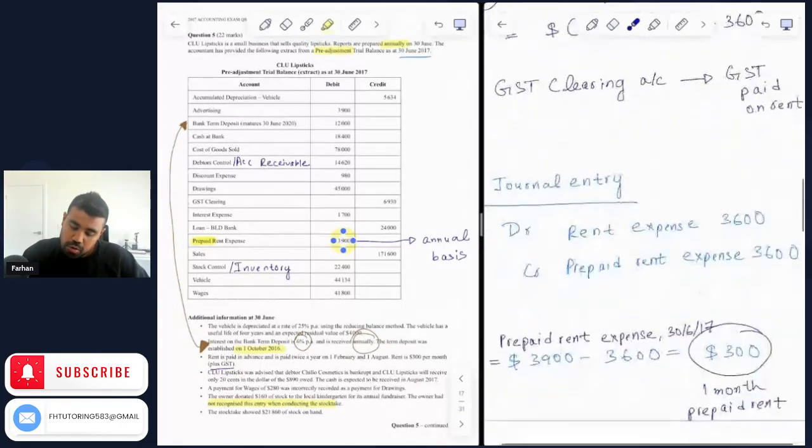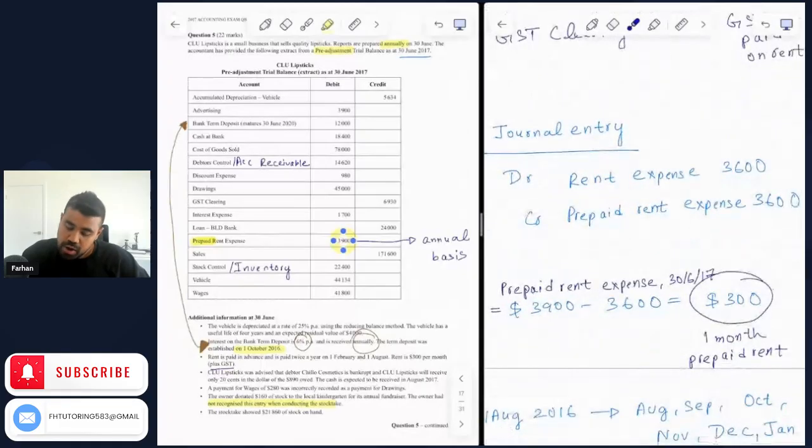All right. So I also want to calculate more things here. Now, after the rent expense has been adjusted for, what's the balance of the prepaid rent expense at 30 June 2017? It's $3,900, which is originally given in the pre-adjusted trial balance, minus $3,600 in the expense that we have already consumed, which leaves us with $300 or 1 month of prepaid rent at 30 June 2017, which is the current asset balance that remains in the books.